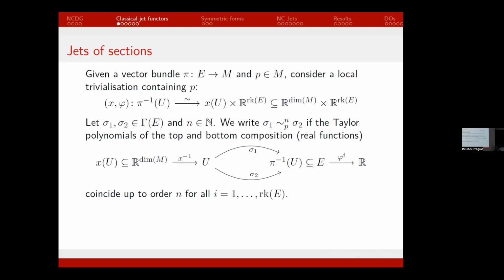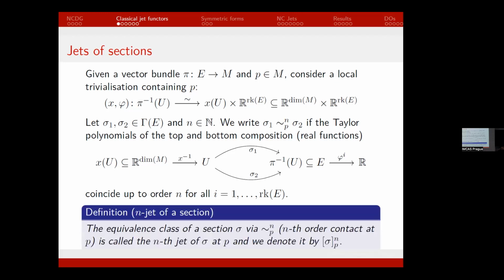So it turns out that, first of all, this relation is independent of the trivialization chosen. So it's a property that really depends on the sections themselves. And second of all, it's an equivalence relation. So what we get is we consider the classes of this equivalence relation, which we call nth order contact at the point P. And this is the jet. So we can see a jet of a function as a sort of nth order approximation of that function at the point.